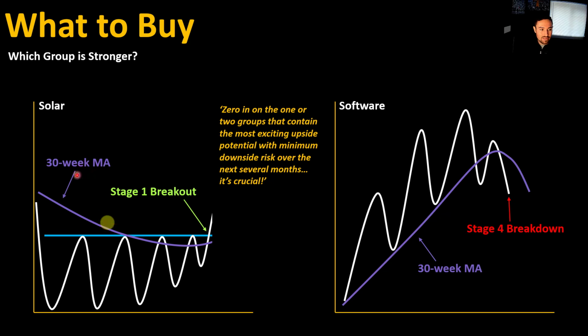So we have solar over here breaking out of a large stage 1 base. And let's imagine it's good volume coming through here. It's reclaimed the 30-week moving average, but we have software breaking into stage 4. Which stocks for breakouts do you want to be looking at? Probably solar, right? Why? Because of the stage analysis. Which stocks do you want to be looking for shorts? Software, right? Why? It's breaking down into stage 4.